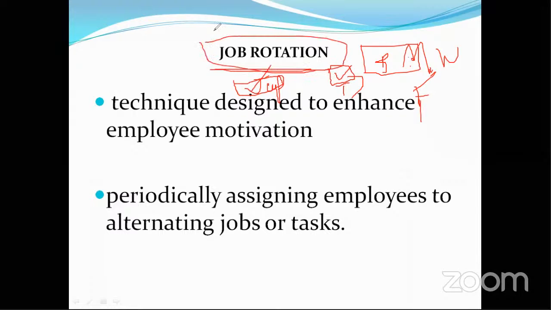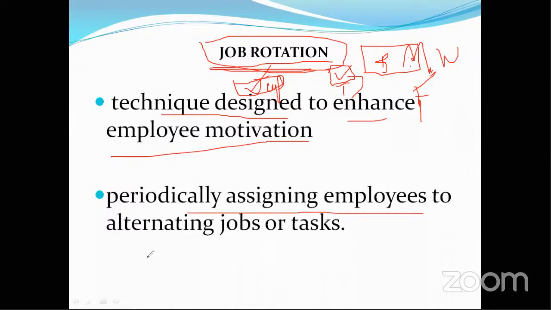So it removes boredom from the employee's mind. I hope you understood. So it is a technique designed to enhance employee motivation. Daily, if an employee is given the same work, his or her motivation level will be very low. So in order to keep the employee motivated, job rotation is employed.